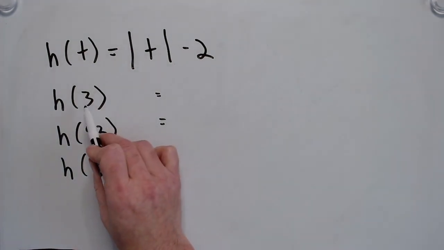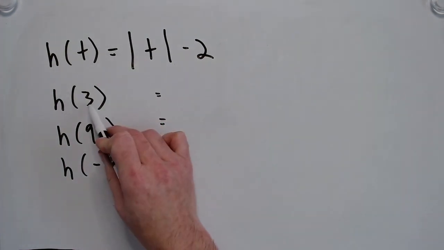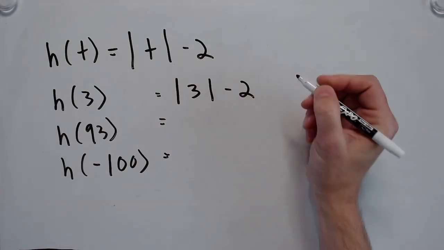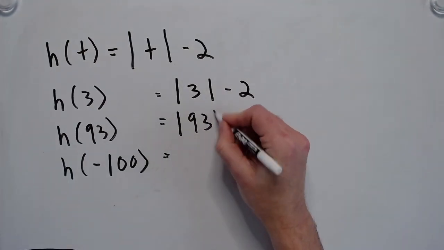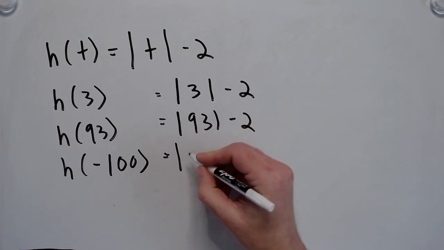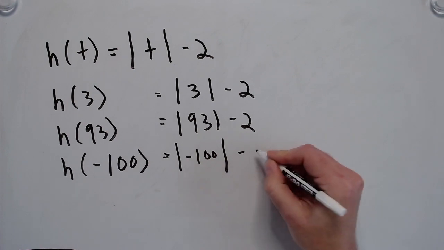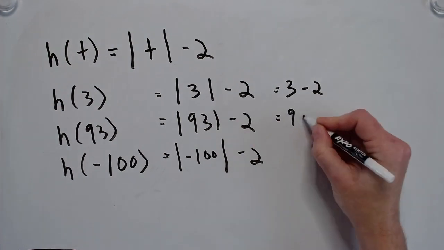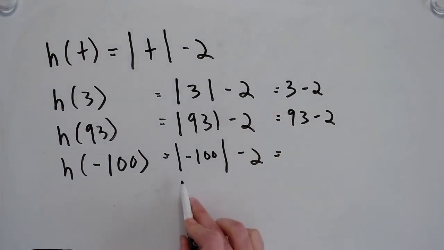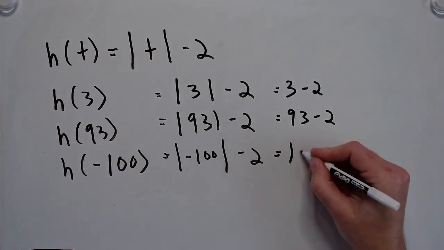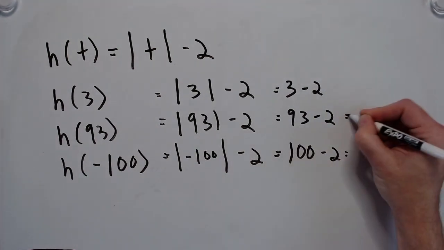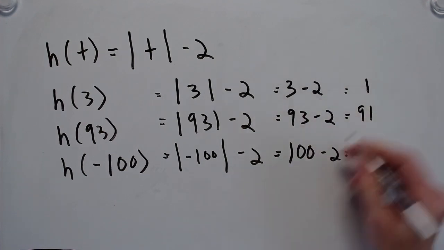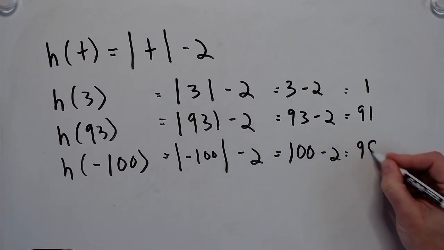So all we need to do is substitute this back into the equation. So what is the absolute value of 3? Actually, no, we're just going to write it all out. Absolute value of 3 minus 2. This is going to be the absolute value of 93 minus 2, and the absolute value of negative 100 minus 2. So this is 3 minus 2. This is 93 minus 2. And again, the absolute value of this negative 100 is going to be 100 minus 2. So now we can do all our math. 3 minus 2 is 1. 93 minus 2 is 91. And 100 minus 2 is 98.